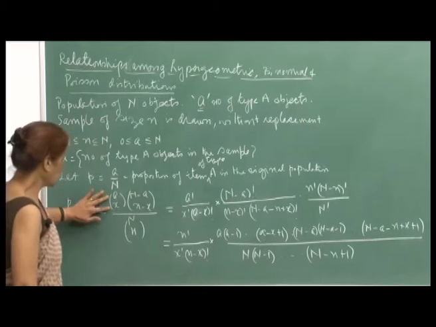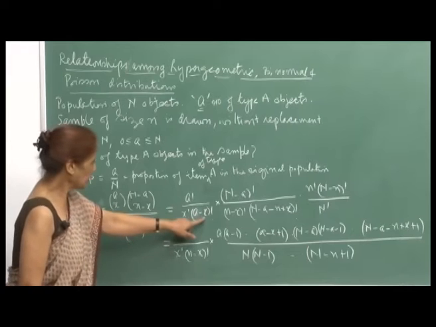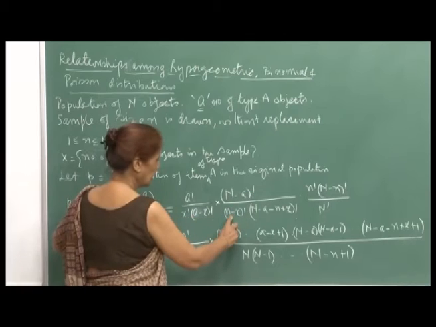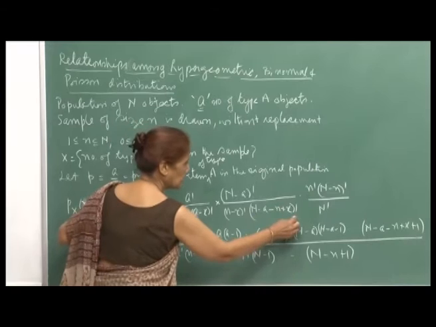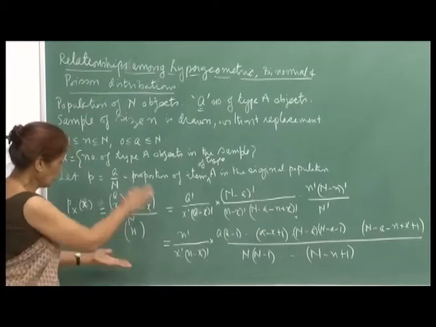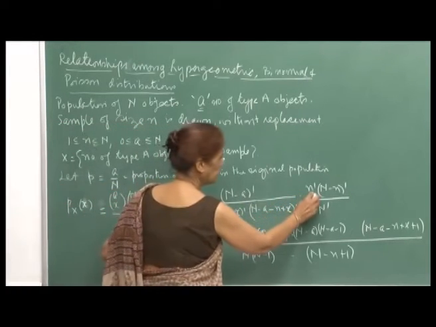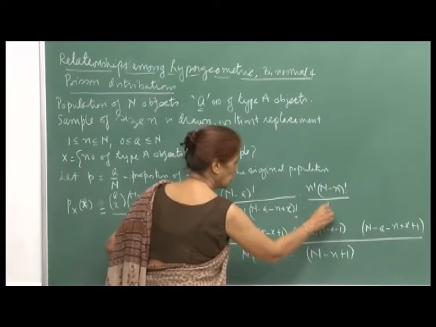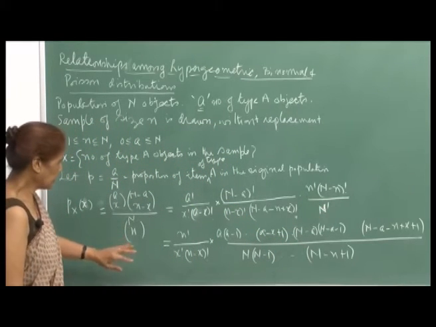Now, just write out these expressions. So, this will be A factorial divided by x factorial times A minus x factorial. This will be N minus A factorial divided by n minus x factorial times N minus A minus n plus x factorial. And then this is in the denominator, so this flips over and you get in the numerator n factorial times N minus n factorial divided by N factorial. So, let us simplify this expression.